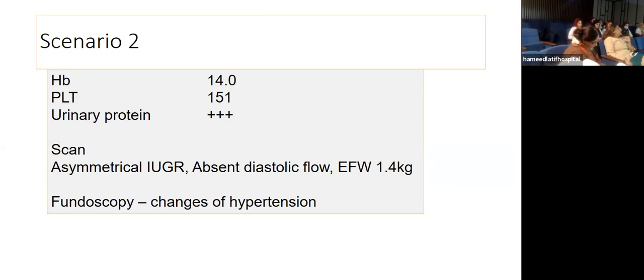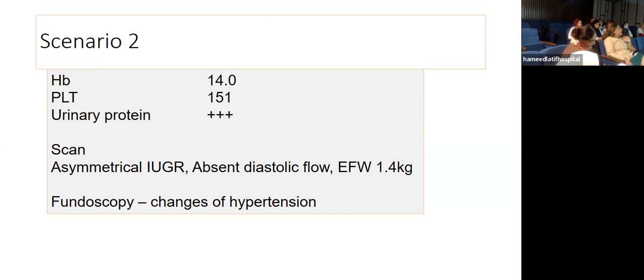What else do you want to do? Post delivery, what do you want to do? Hypoglycemia. Glucose monitoring of the baby. Early cord clamping should not be done. Cord clamping should be delayed. You are going to monitor the blood sugar of the baby.